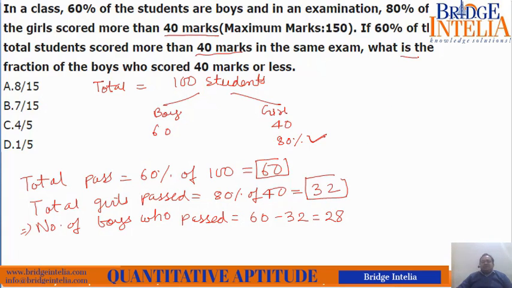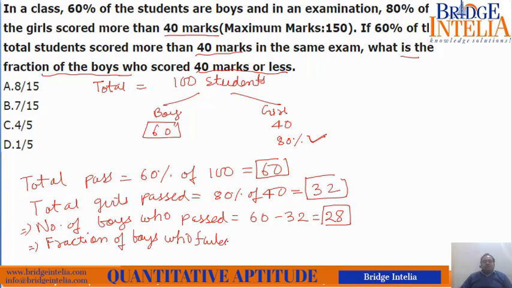The question is, what is the fraction of boys who scored 40 marks or less? So basically, what is the fraction of boys who failed? 28 passed, 60 are studying. Total 60, so how many failed? 32 failed. Both these are multiples of 4. So the fraction is 8 by 15.